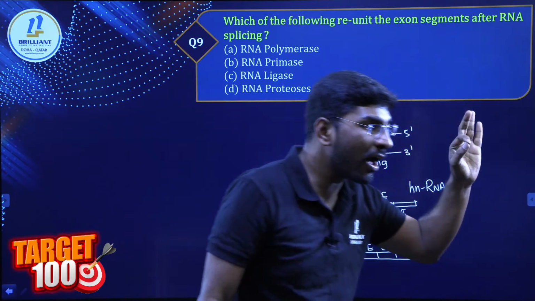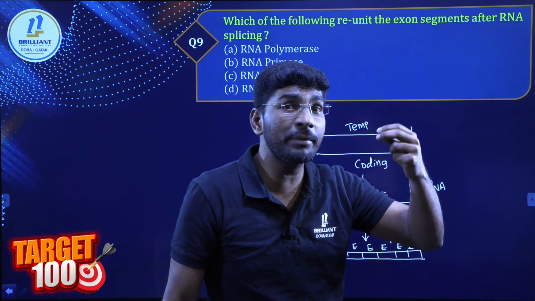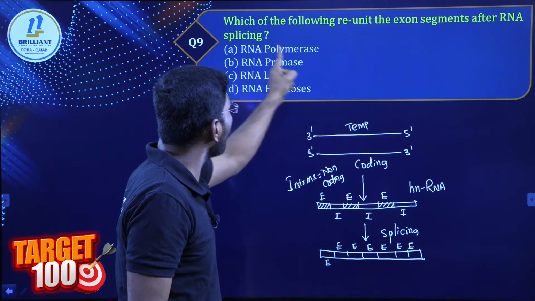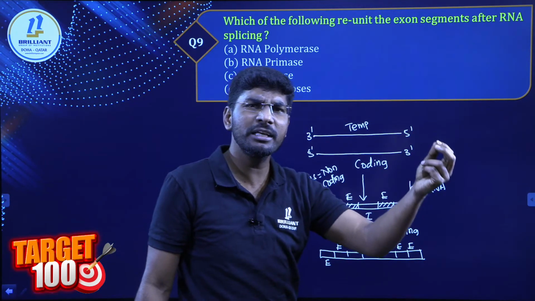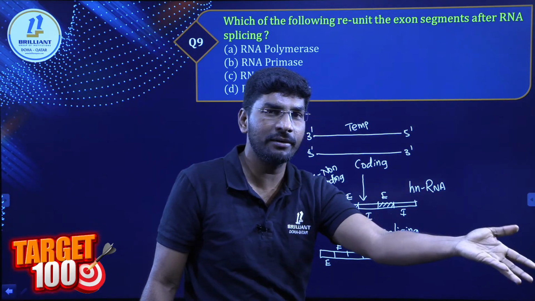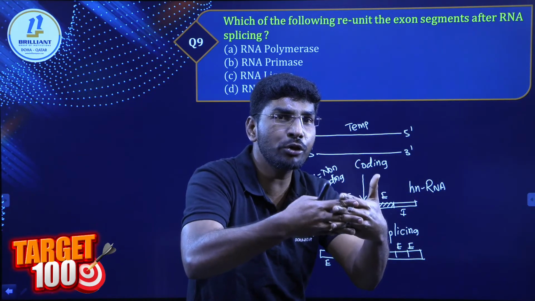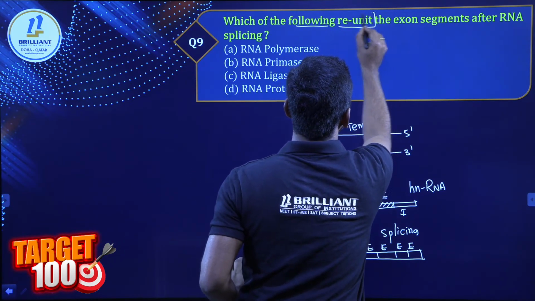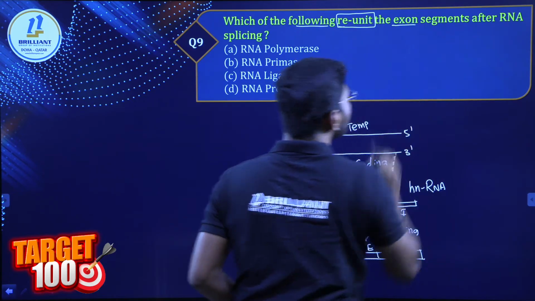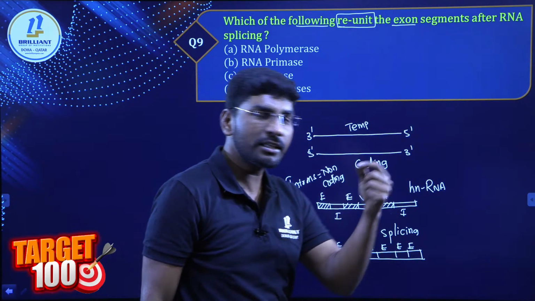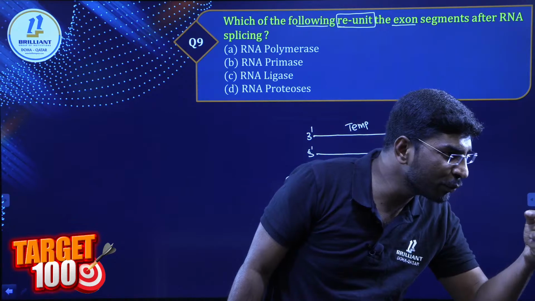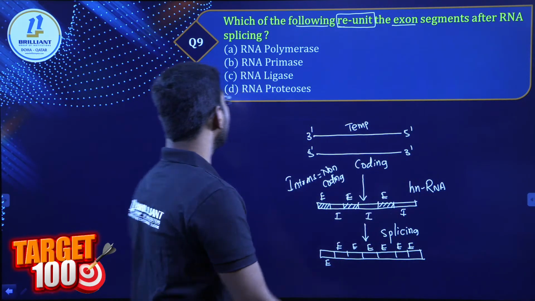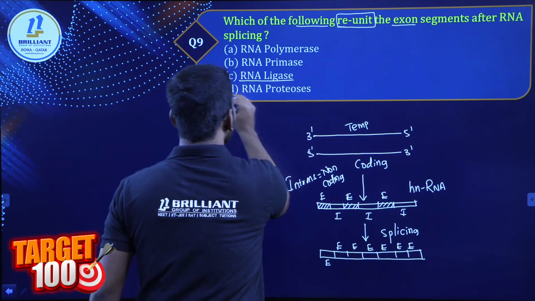RNA fragments are joining by? Look at the options here. RNA polymerase enzyme will synthesize the RNA, right? It will not participate in the rejoining. Look at the question: which of the following rejoins exon segments? So I can tell the answer. Come on, any one of you. Very good, absolutely correct. So the right answer is RNA ligase.